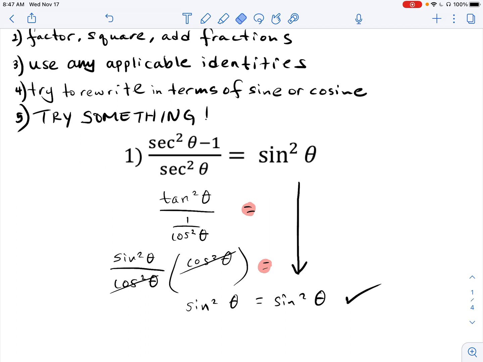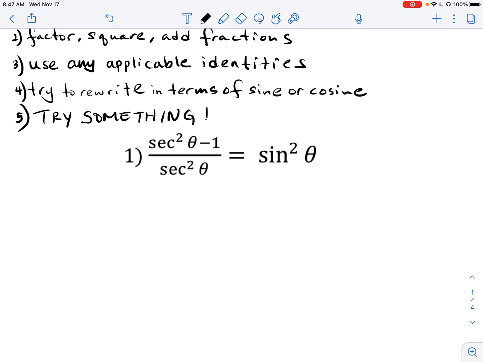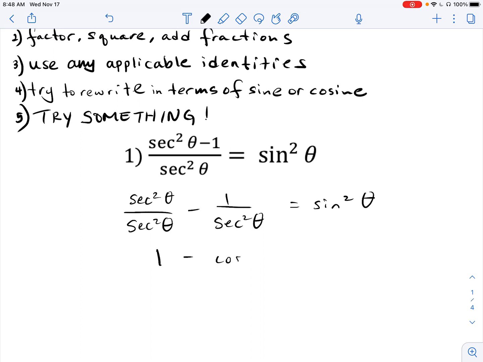If, for example, I wanted to, let's just redo this problem maybe another way. Let's say I wanted to take this fraction and actually split it up into two different fractions. That is to say, write this as secant squared theta over secant squared theta minus 1 over secant squared theta. Now I've got 1 minus cosine squared theta. And this is a Pythagorean identity that says that this is equal to sine squared theta. So there are multiple ways that we could go about verifying here.